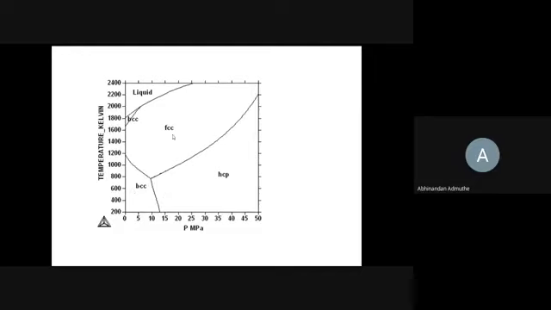So iron has different properties. Iron shows different crystal structures as the pressure and temperature change. That is the beauty of the iron carbon phase diagram. If you study the iron carbon phase diagram properly, you can study all the phase diagrams very easily.